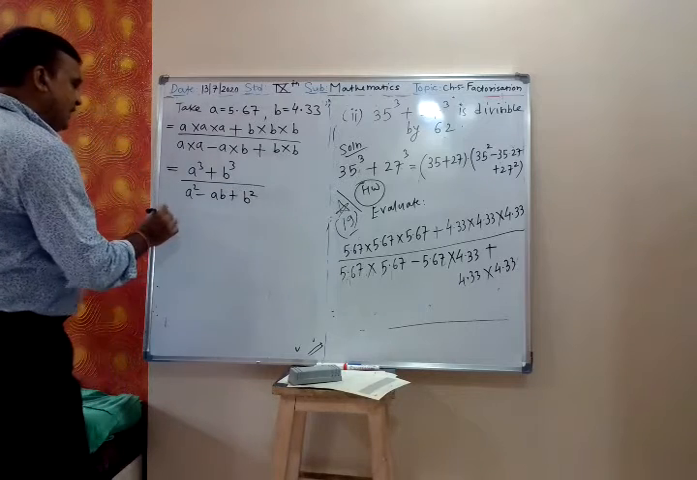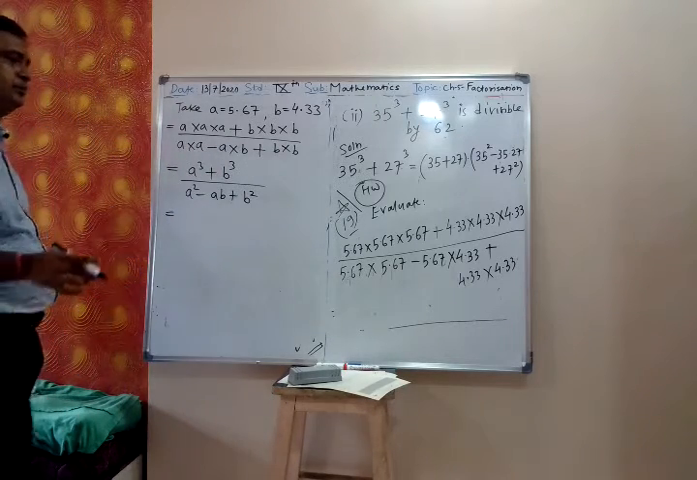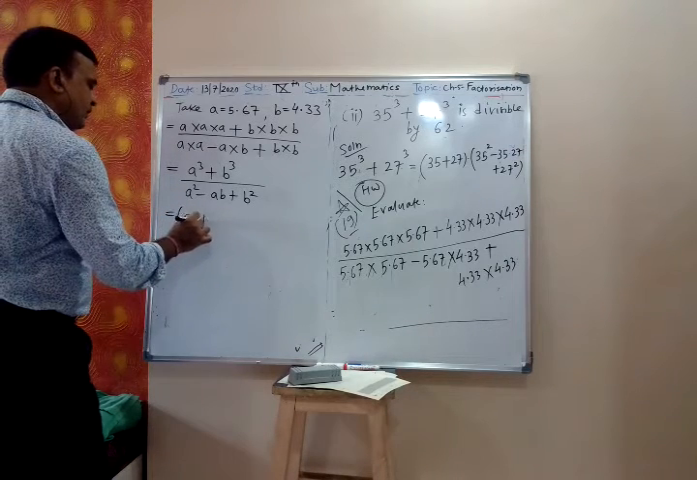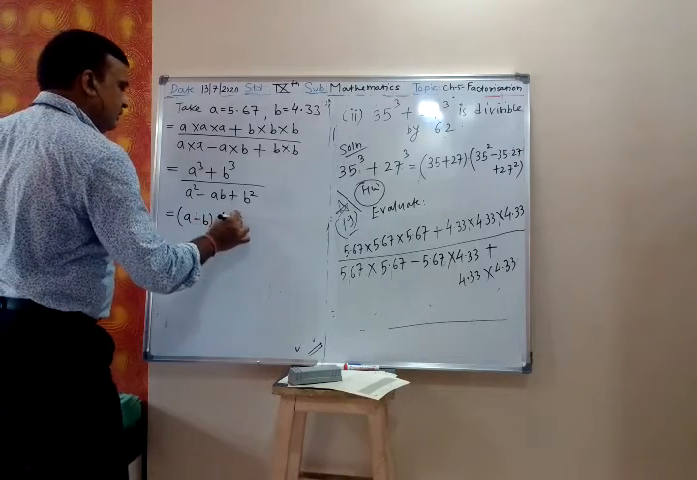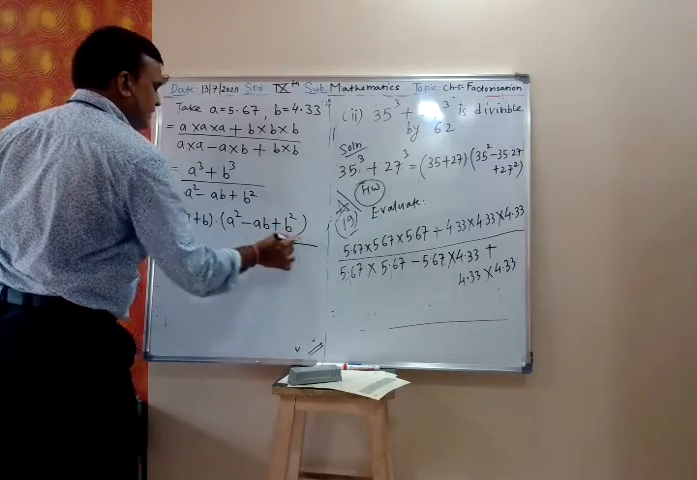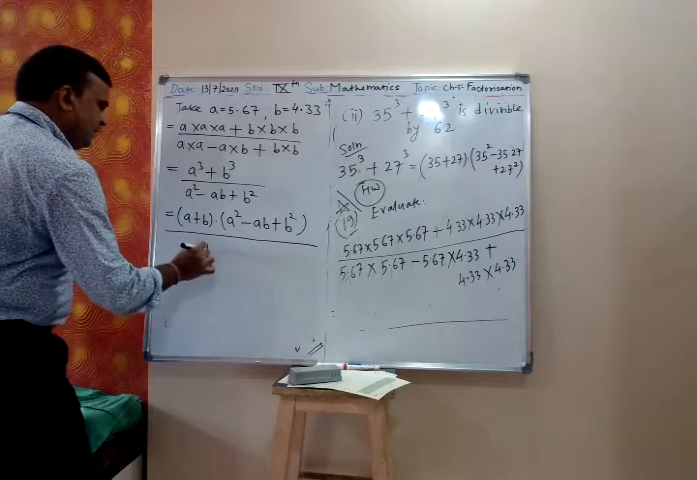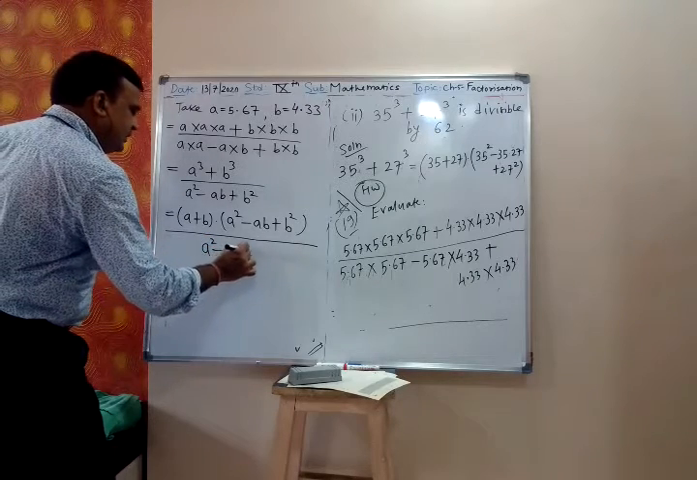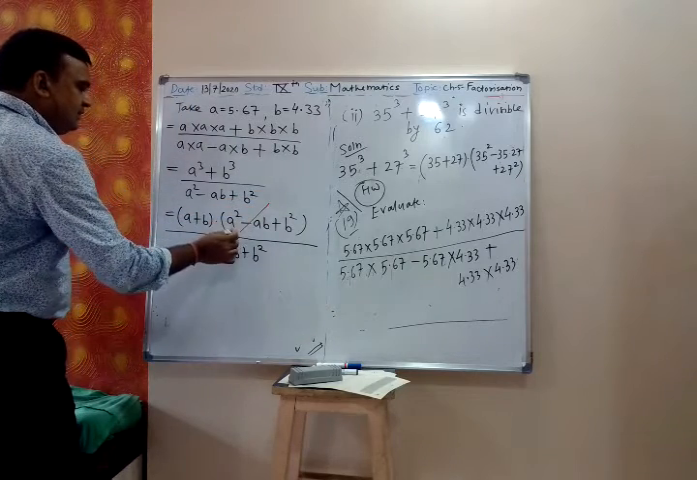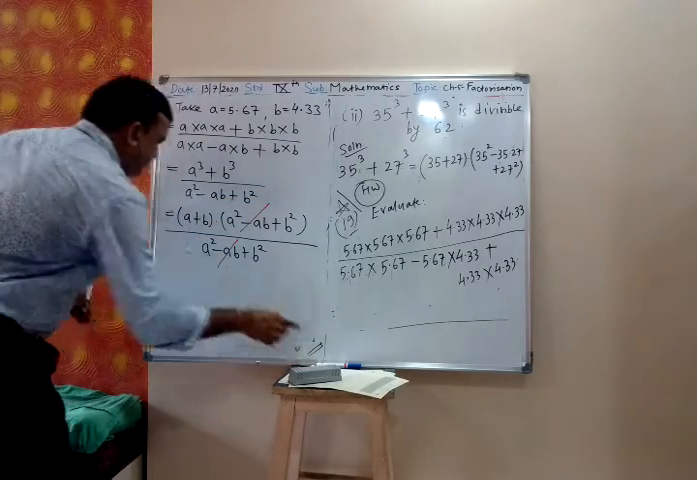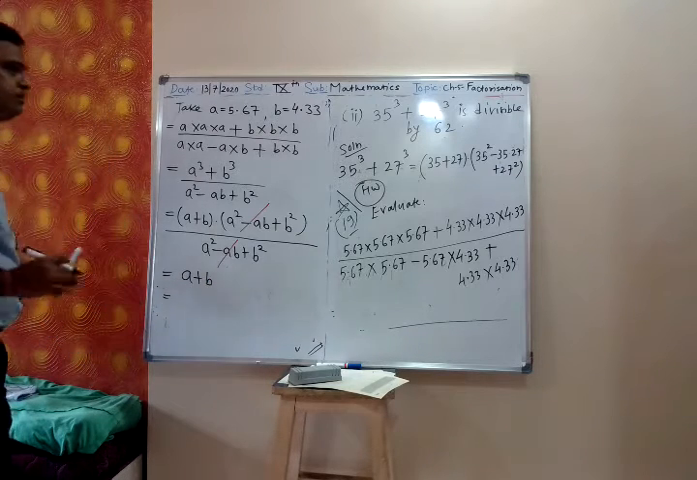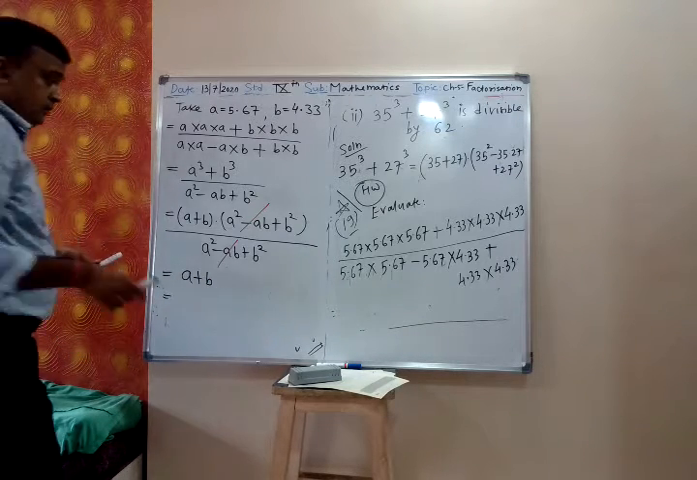Now in the numerator I will use the formula of A cube plus B cube, which is A plus B into A square minus AB plus B square. The denominator I will keep as it is, A square minus AB plus B square. Now it will get cancelled: the numerator term cancels with the denominator. So what is left is A plus B. Now put the values.